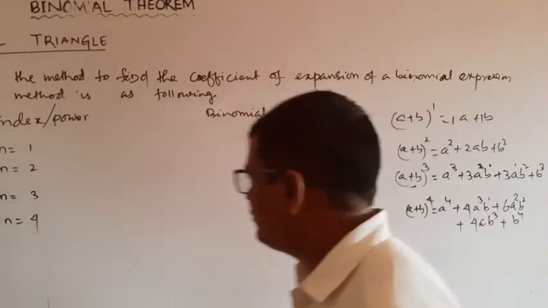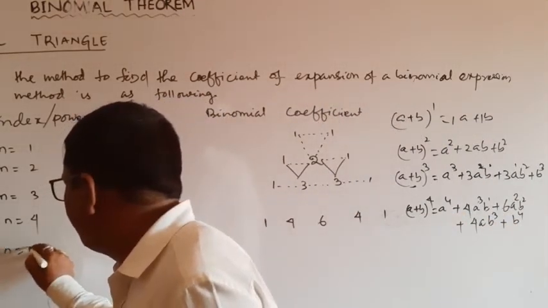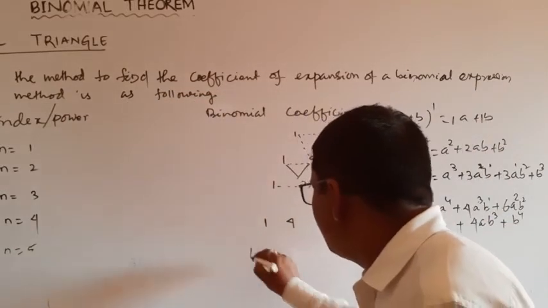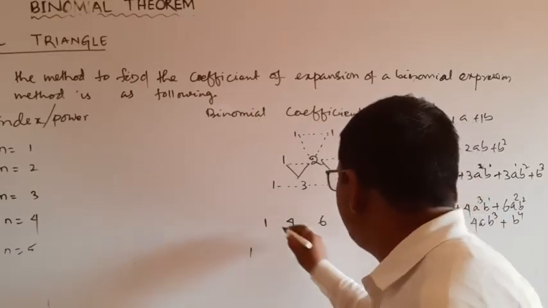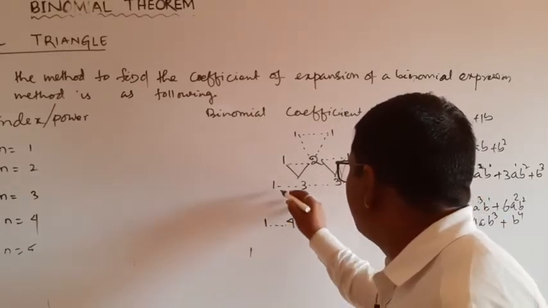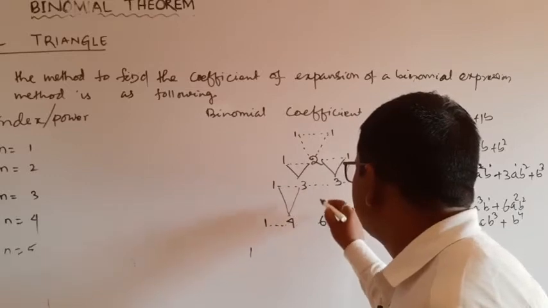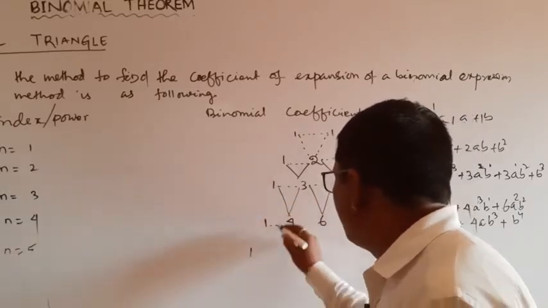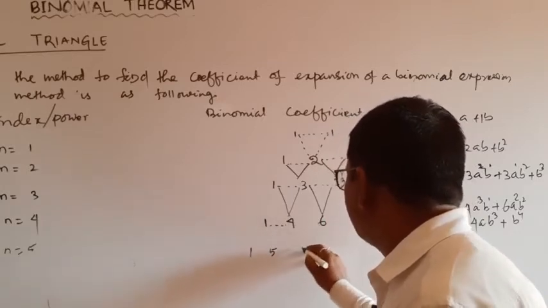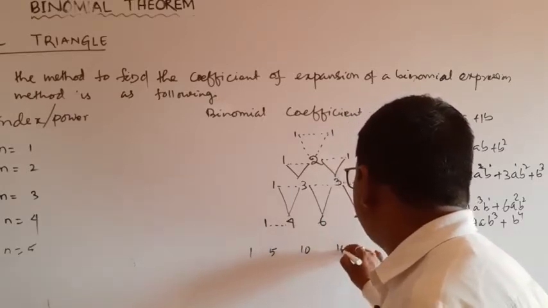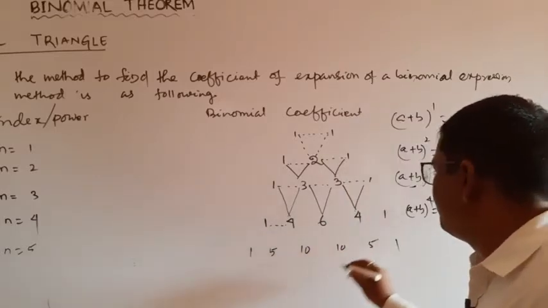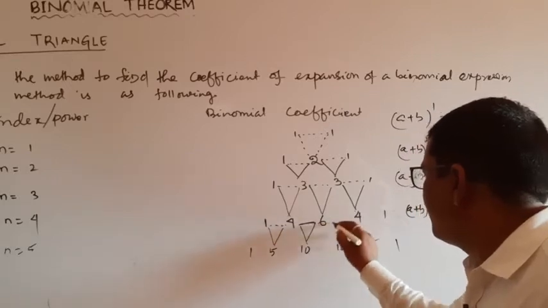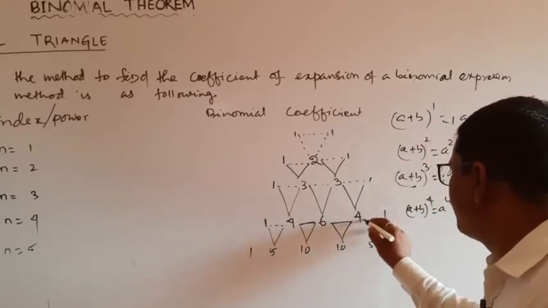Similarly, suppose n equal to 5. Write exactly this same method. Add this. This is triangle shape. So this is called Pascal triangle. Add this: 1 plus 4 is 5, 4 plus 6 is 10, 6 plus 4 is 10, and 4 plus 1 is 5. Again like this, add this.